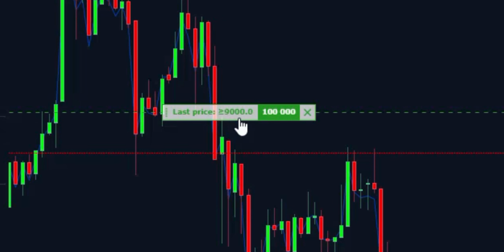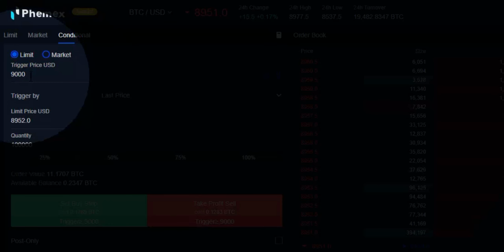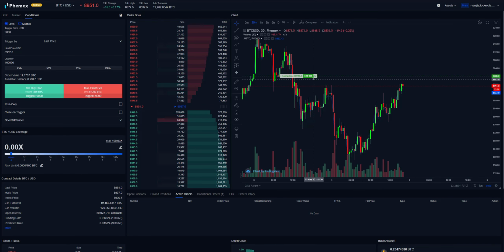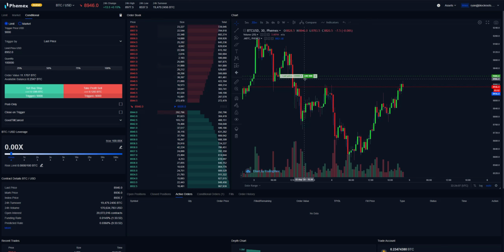So what that means is we have a trigger at 9,000. In this case, you can see up here, 9,000. That's the price we chose. And until that level is hit, our limit order for 8,952 will not be placed on the book. So once this level is broken, once 9,000 is broken, immediately after that happens, a limit order at 8,950 will be placed, and it'll be placed in the same manner as if you were placing a standard limit order. You'll see it pop up down here.